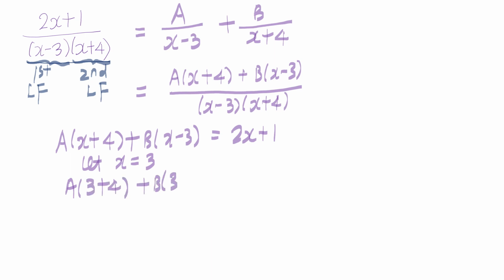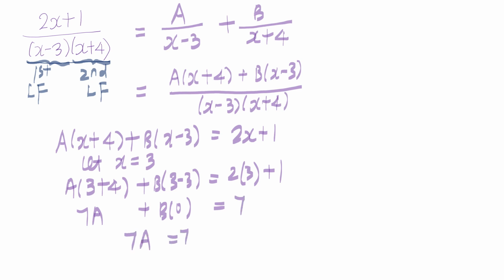I would have 3 minus 3, and 3 minus 3 is 0. So 0 times b, what does 0 times b mean? It means you'll get 0. 0 times b means 0. Alright, so that will end up with 7a equals 7 and a equals 1.